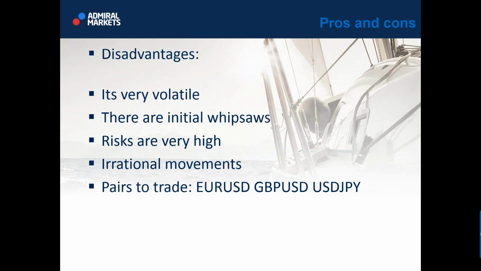Disadvantages: it's very volatile, there are initial whipsaws, risks are very high, and irrational movements. Pairs to trade: euro dollar, pound dollar, dollar yen. This is how you trade NFP.